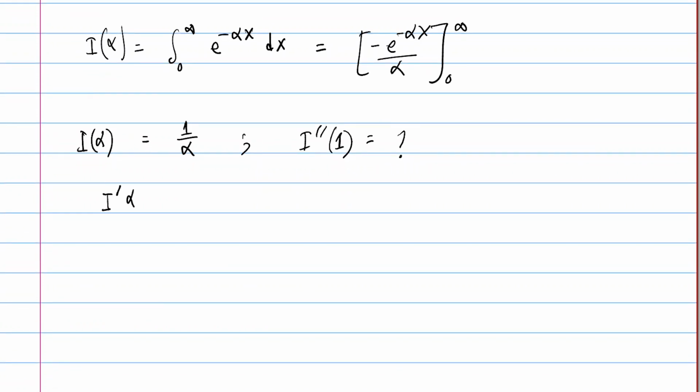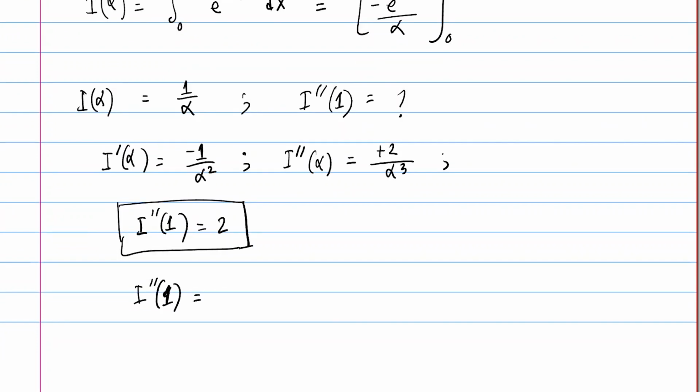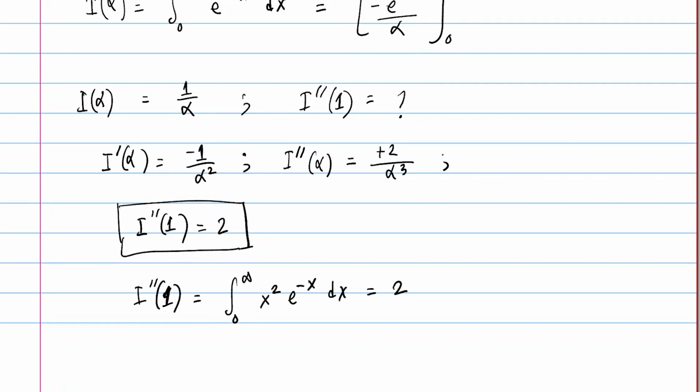So first, I prime of alpha would be minus 1 over alpha squared. I double prime of alpha would be 2 over alpha cubed. So I double prime of 1 is just 2. So we just evaluated that I double prime of 1, or the integral from 0 to infinity x squared e to the power negative x dx, is just 2.